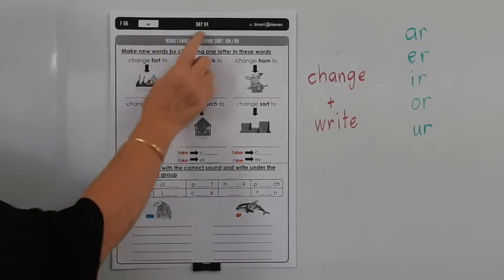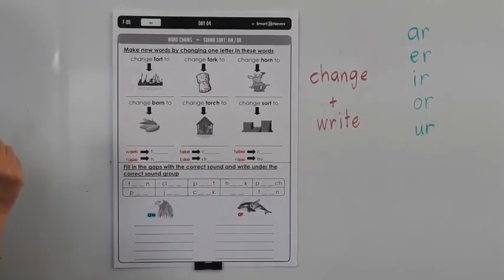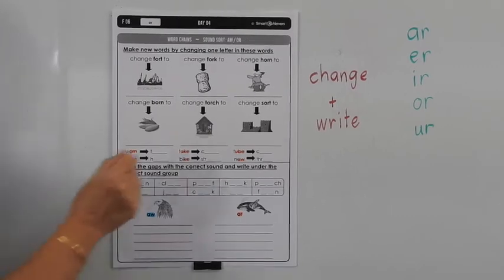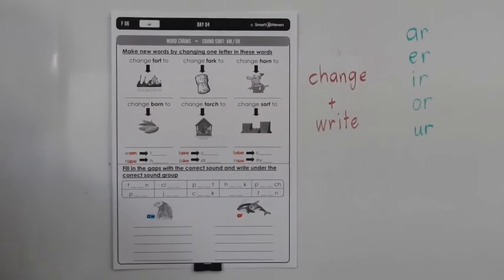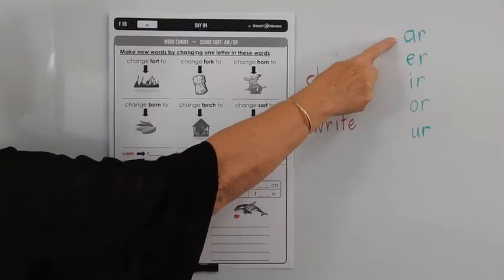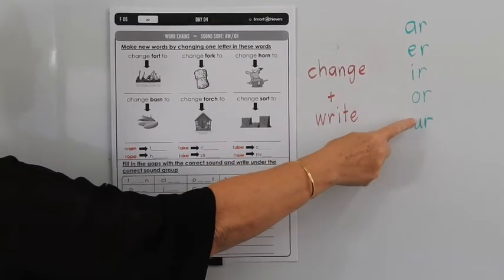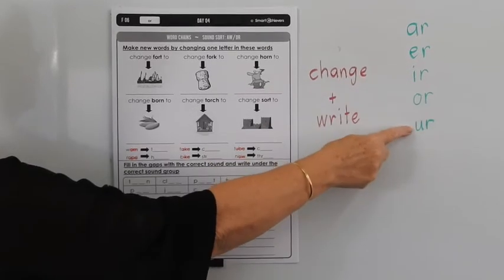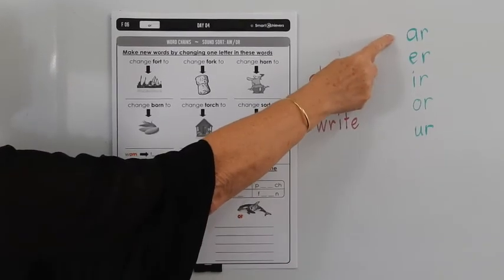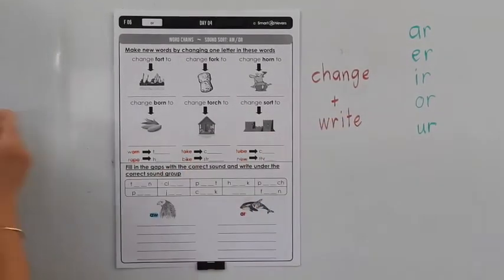This is F6, day 4, and we're revising that OR can make the long vowel sound OR. So whenever we put a vowel with an R, we call them an R-controlled vowel. So we've got AR, OR. Three of these make the same sound. AR is easy, it says R like in car, and OR is easy, it says OR like in corn.